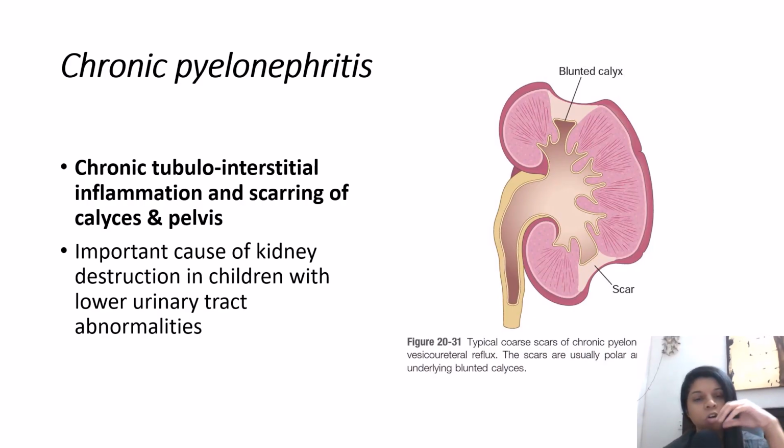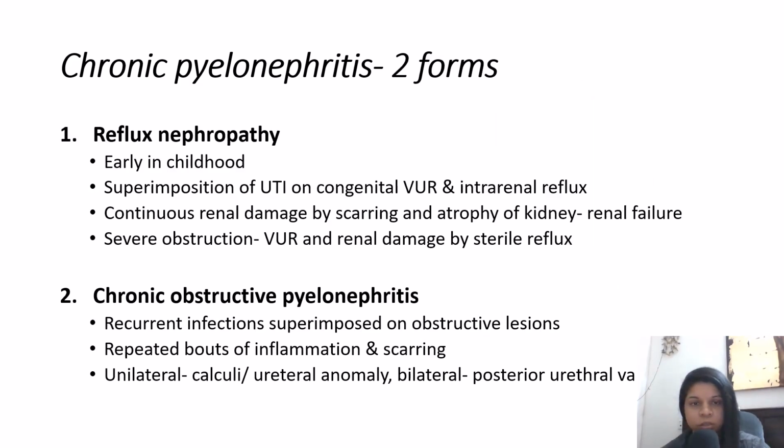It is an important cause of kidney destruction in children with lower urinary tract abnormality. When the abnormality is not treated, the infection will go into the chronic phase. That is how, in children with a urinary tract abnormality, they can go into CPN, or chronic pyelonephritis. There are two forms of chronic pyelonephritis: one is reflux nephropathy, the other is chronic obstructive pyelonephritis.